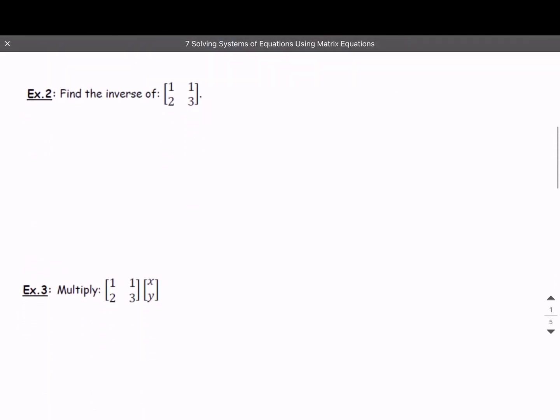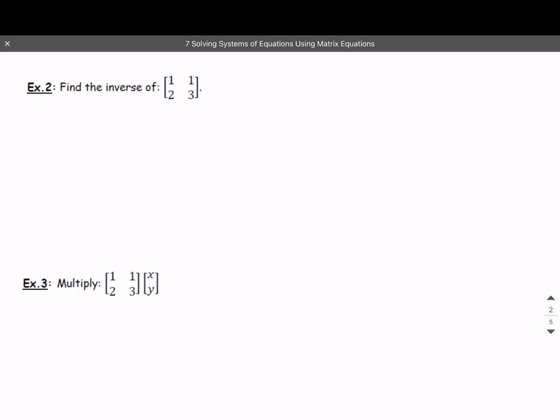Now, I'm going to do something that looks totally unrelated, but there is a method to my madness. The next thing I want to do is find the inverse of this 2 by 2 matrix. So to find an inverse, remember we start by finding the determinant of the matrix. So on this diagonal, 1 times 3 is 3, minus on this diagonal, 2 times 1 is 2, and when we subtract, we get 1.